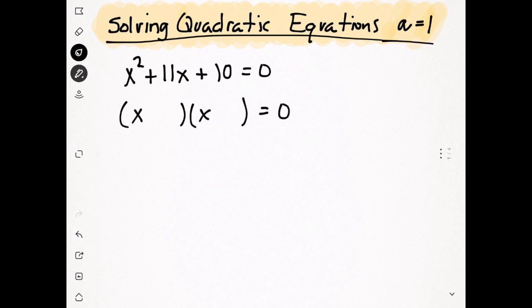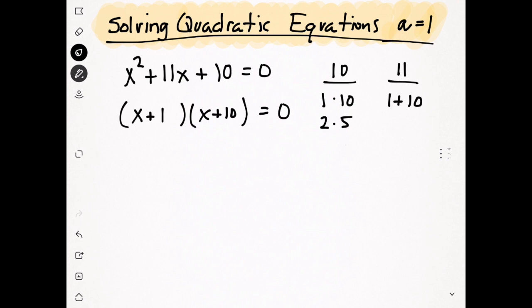So the way I'm going to do that is I'm going to look at the 10, and I'm going to say, what two numbers multiply to equal 10? Well, I know that I have 1 times 10 and 2 times 5. And then I'm going to look at the 11 and say, well, which one of those two pairs of numbers add to 11? Well, it's pretty obvious that 1 plus 10 is equal to 11. So the two numbers that are going to go in my binomials are 1 and 10. So I have x plus 1 and x plus 10.